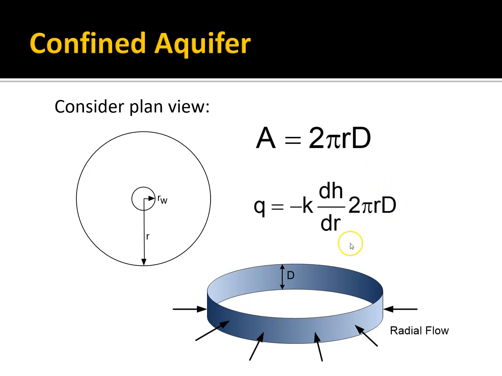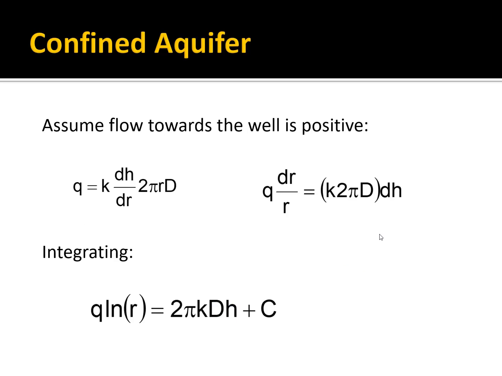And therefore, if we just plug that into Darcy's law, 2 pi r times d for the area, here we have an equation for the flow rate. But what do we do with dH/dr? We're going to assume flowing towards the well is positive, so we get rid of that negative sign. And then if we rearrange this a little bit, we bring the dr and the r terms to the left-hand side. So we have Q dr over r equal to K 2 pi d dH.